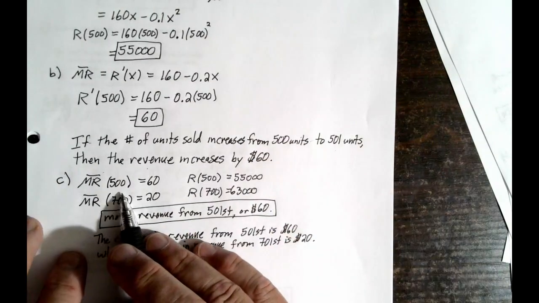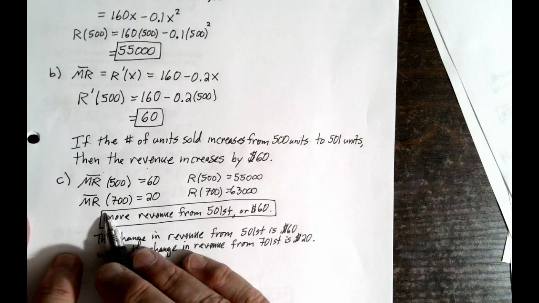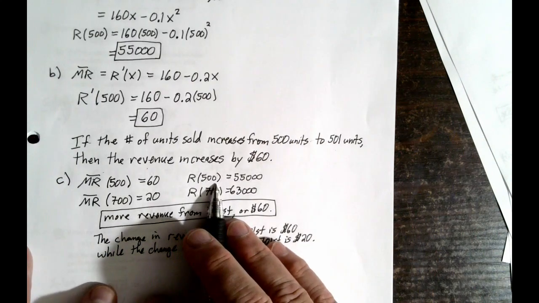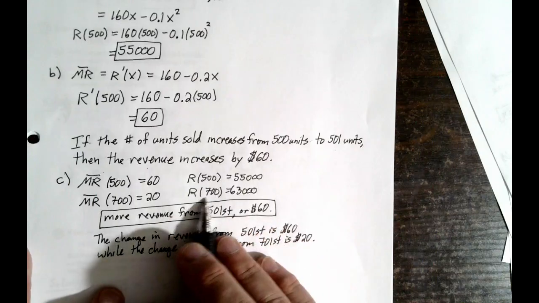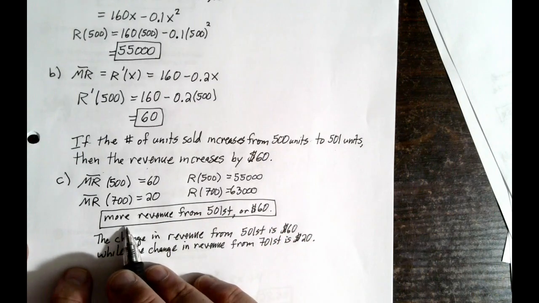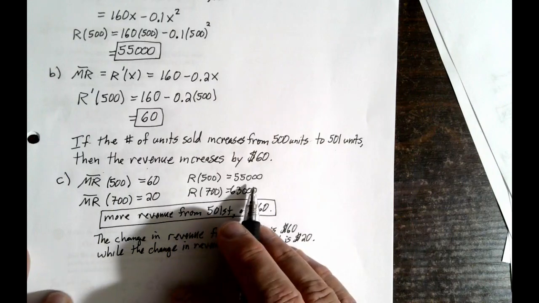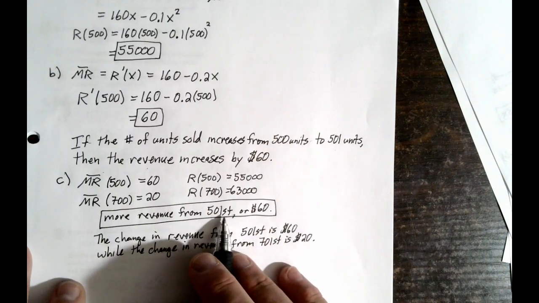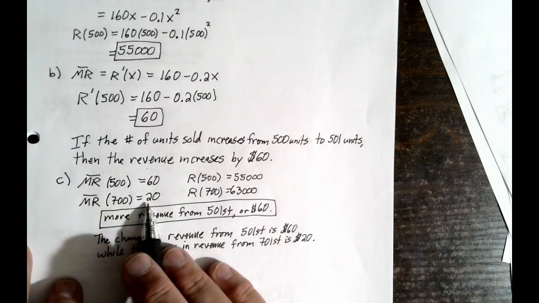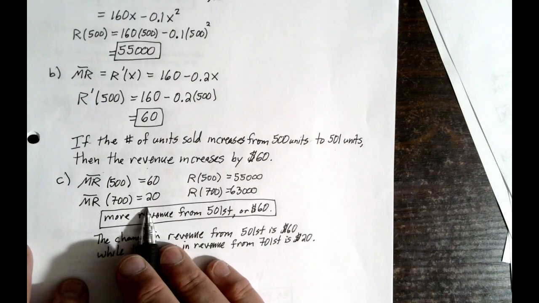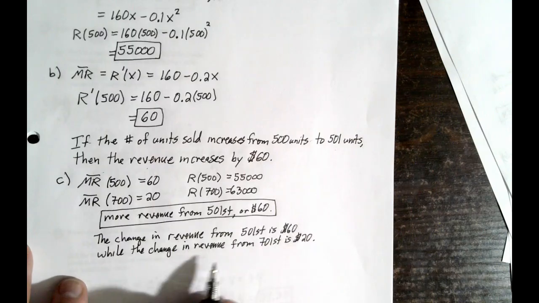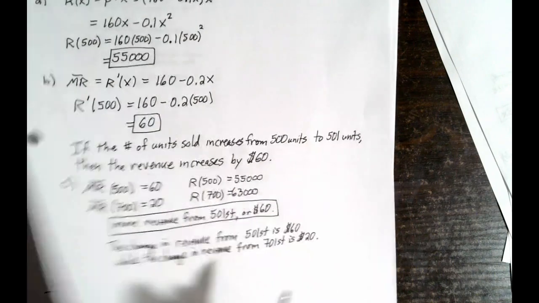So marginal revenue of 500 is 60. Marginal revenue of 700 is 20. The revenue from 500 is 55,000. The revenue from 700 is 63,000. And so you get more revenue from selling the 501st item, or $60. When you sell the 701st item, you only make $20 more in revenue. So the change in revenue from the 501st is 60, while the change in revenue from the 701st is only 20.